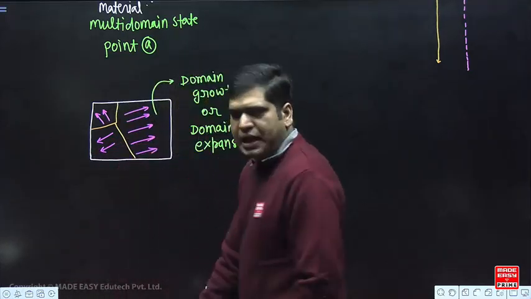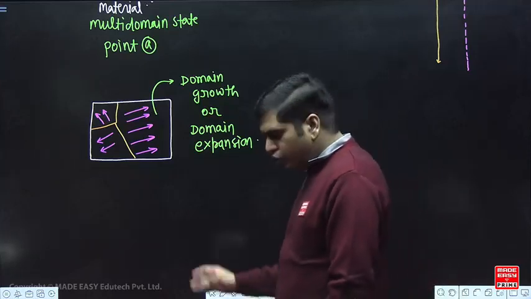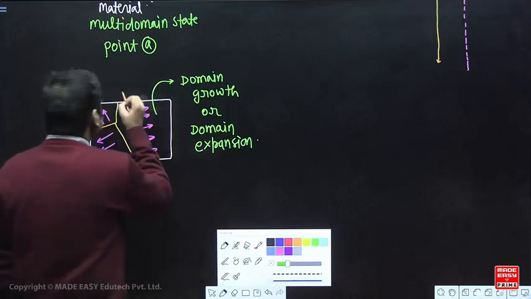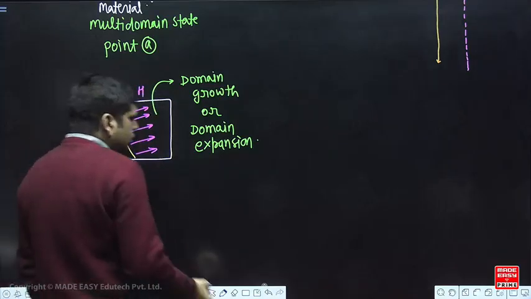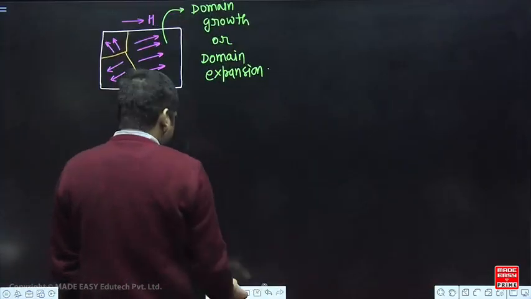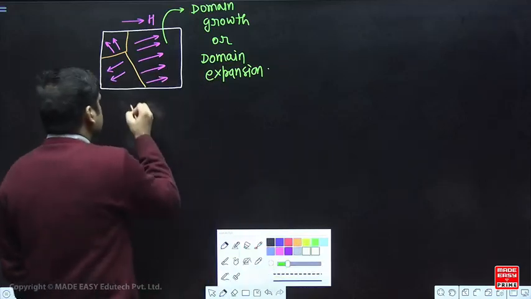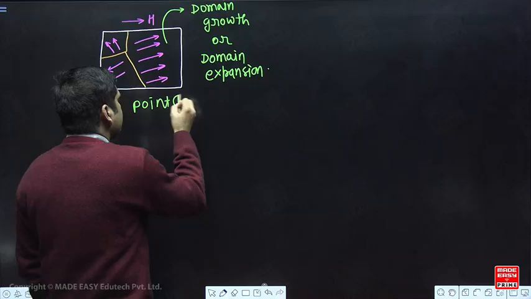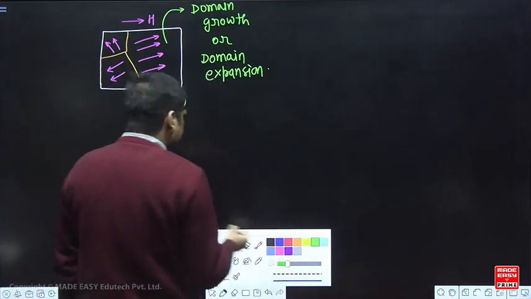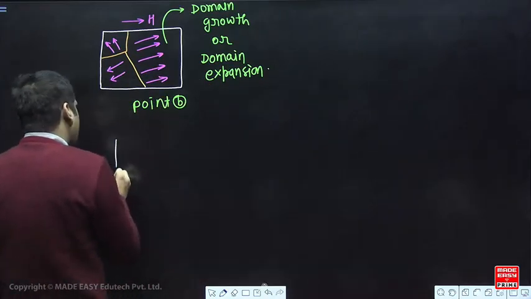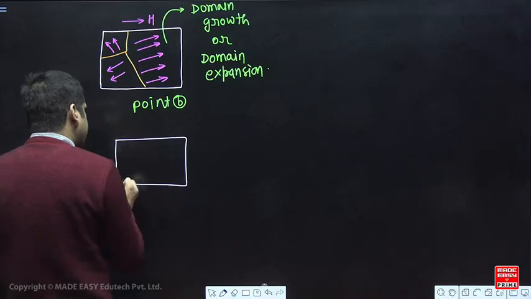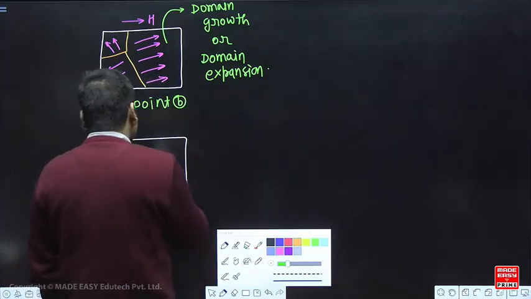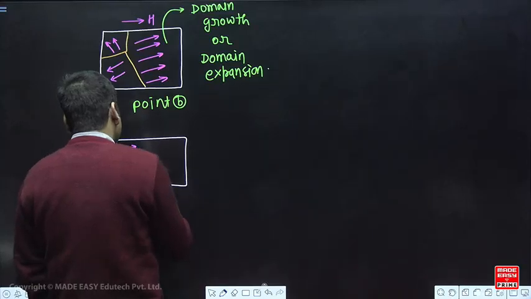Here irreversible domain wall motion is happening. No domains are returning back to their original position. If you keep on increasing the magnetic field, then all these domain walls will collapse and material will, let us suppose this is somewhere point B, and we keep on increasing the field, then we will reach to point C, and at the point C all the domain walls will collapse and material will convert from multi-domain to single domain state.